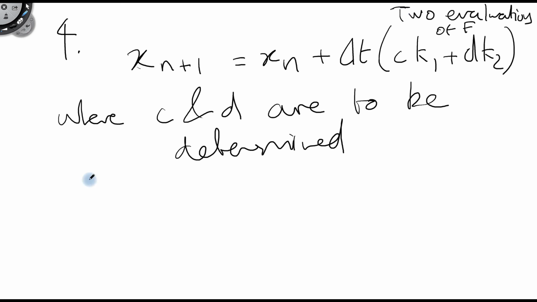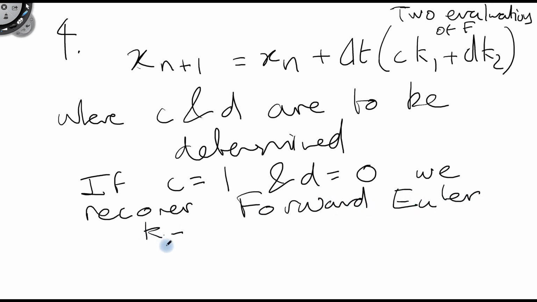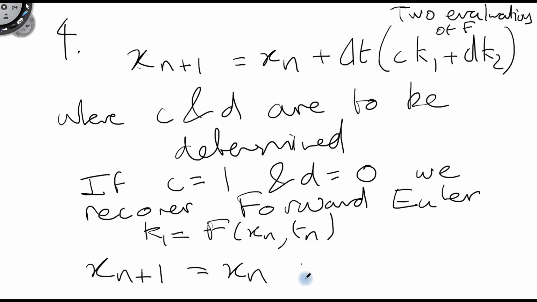Just consider if c is 1 and d is 0. Obviously that's not going to be the case for Runge-Kutta, but we recover forward Euler, because k1 is f of x_n, t_n. So that becomes x_(n+1) equals x_n plus delta t times f of x_n, t_n. So for this reason, Runge-Kutta is sometimes called the modified forward Euler method.